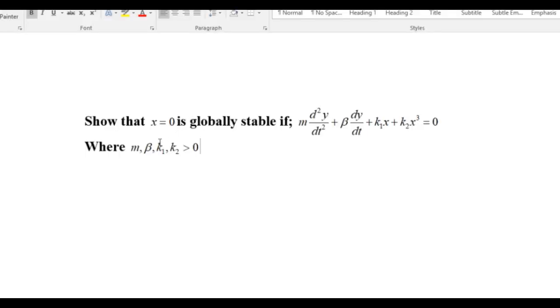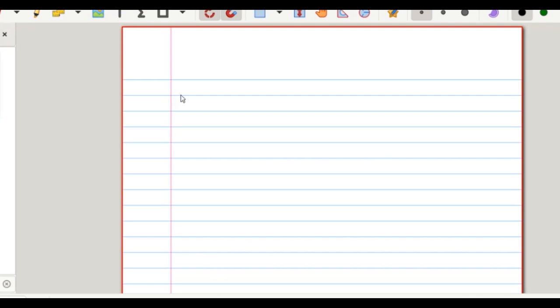In this video we are to show that x equal to 0 is globally stable if m d squared x over dt squared plus beta dx over dt plus k1 x plus k2 x cubed is equal to 0, where m, beta, k1, k2 are greater than or equal to 0. So let's go into the proof solution.